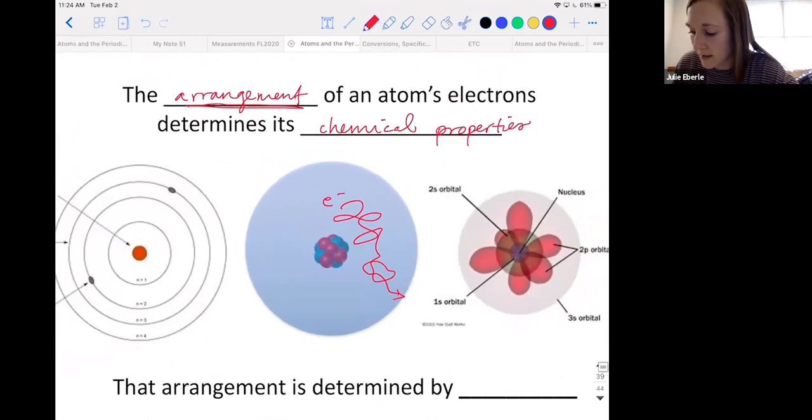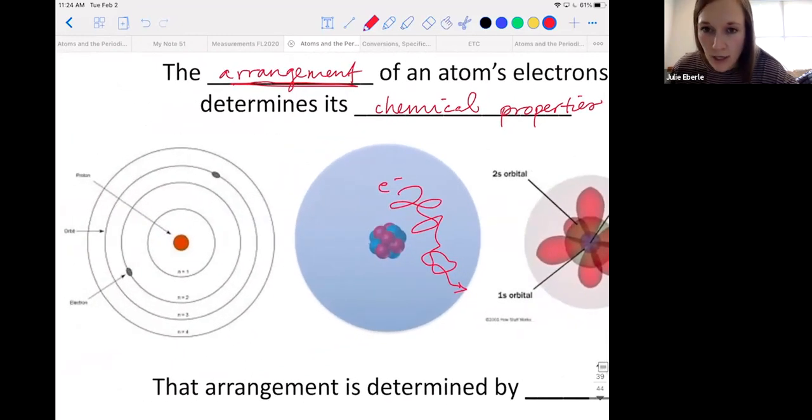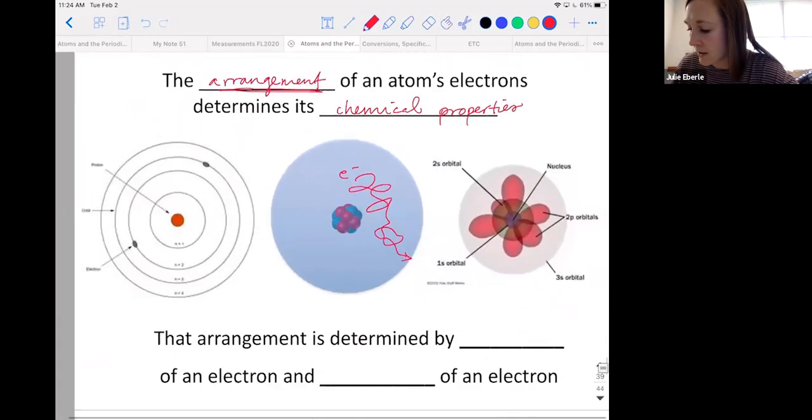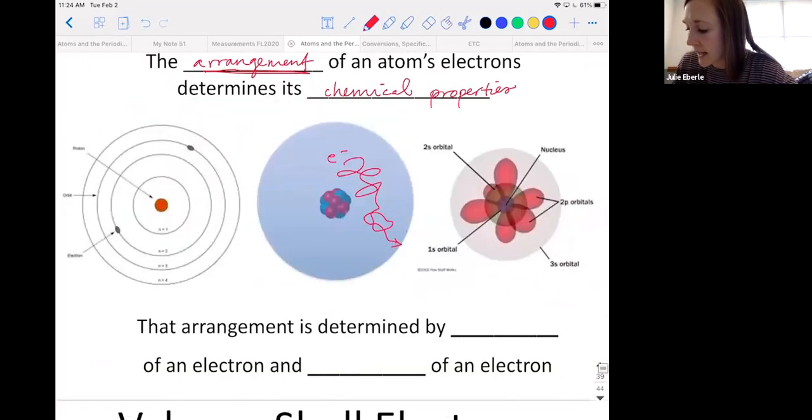That's not the case. They have certain locations they can be in, certain locations they can't be in, okay? That's kind of what the next blanks down here get at. Their arrangement is determined by specific locations and energies that are associated with those locations, okay? Atoms have energy due to their electrons, and electrons have certain places they can and can't be.